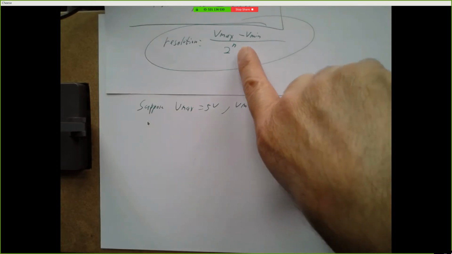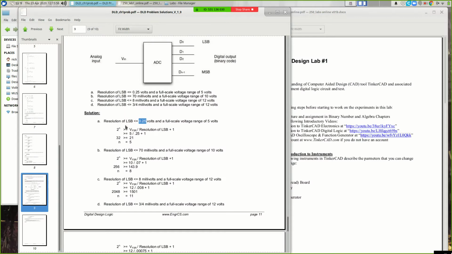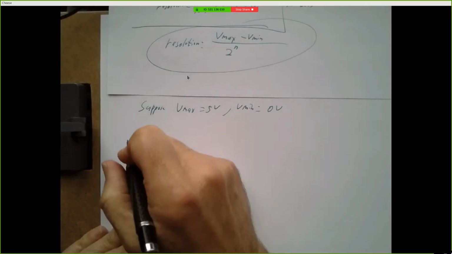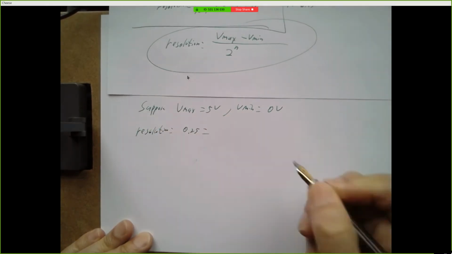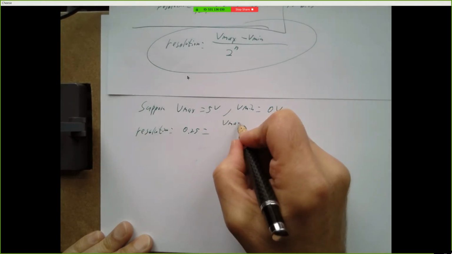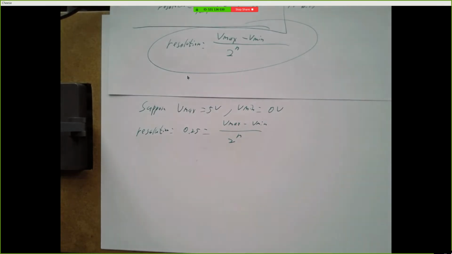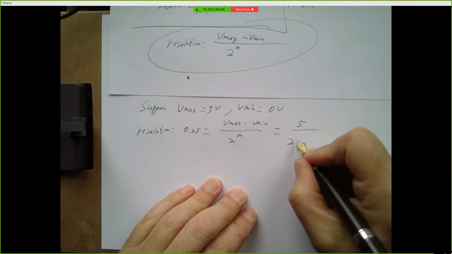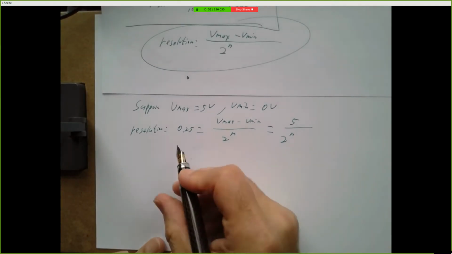This formula says if you have n bits, this is your resolution. But the question is saying if you want a resolution of 0.25 volts, how many bits do you need? Find the minimum number of output bits. So if we want resolution equals 0.25, that should equal Vmax minus Vmin over 2 to the n. We're told the voltage range in this part A is 5 volts, so Vmax minus Vmin is 5 divided by 2 to the n. So now do the algebra, solve this equation for n.